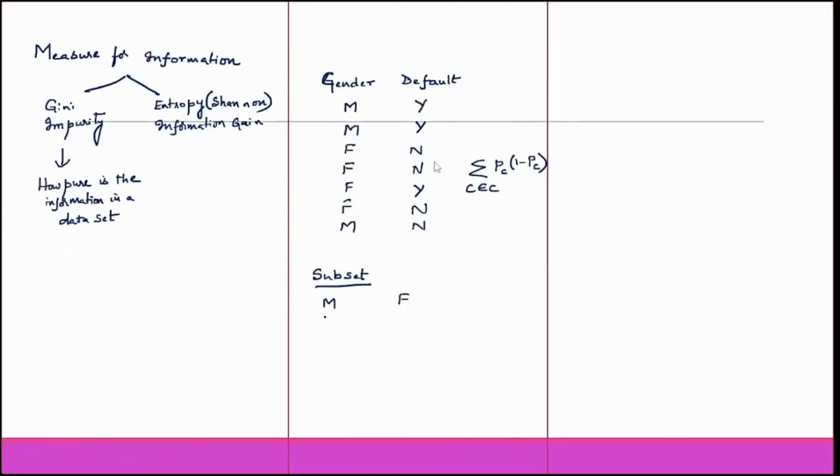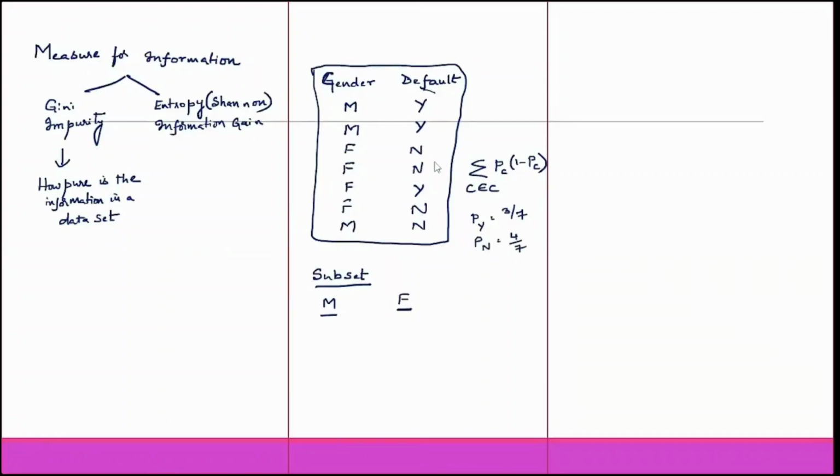So what we are talking of here, you look at the male and you look at the female, right? First of all, you look at the entire data. So if I don't do any kind of splitting on gender, look at the totality, what is the impurity in the totality? In the totality, the probability of yes is 3/7. The probability of no is 4/7.